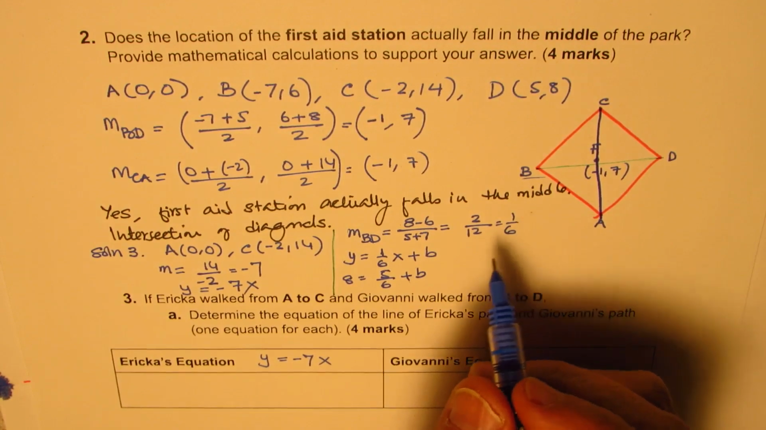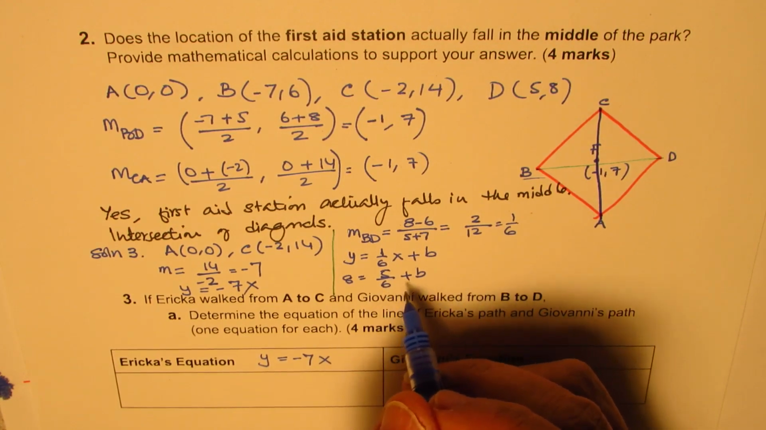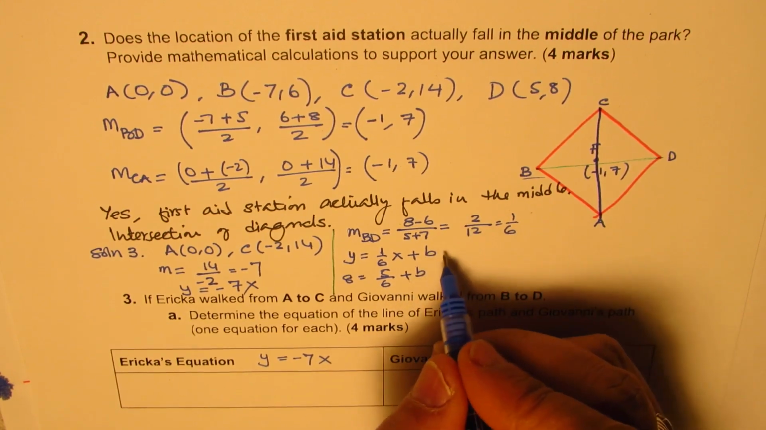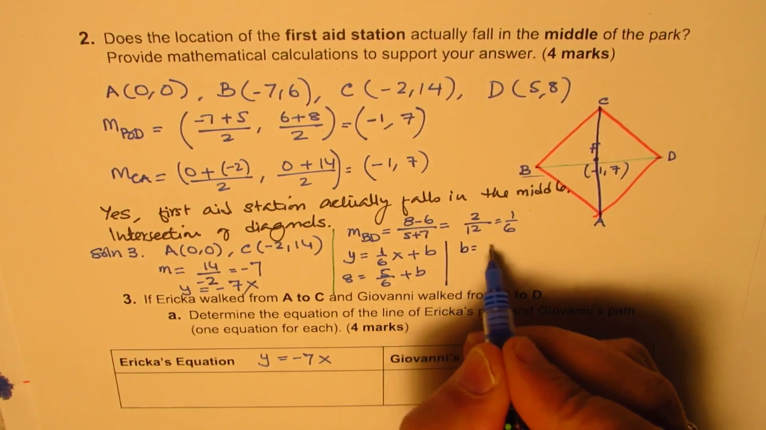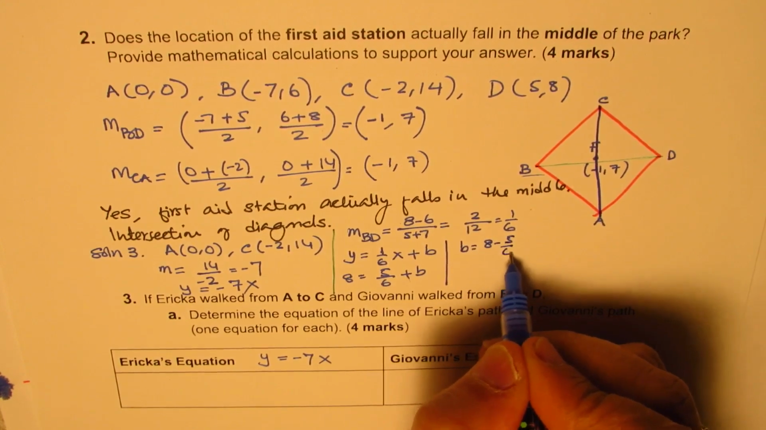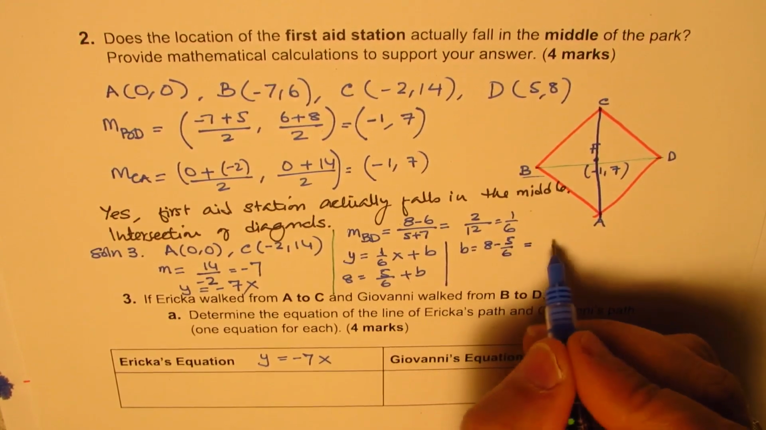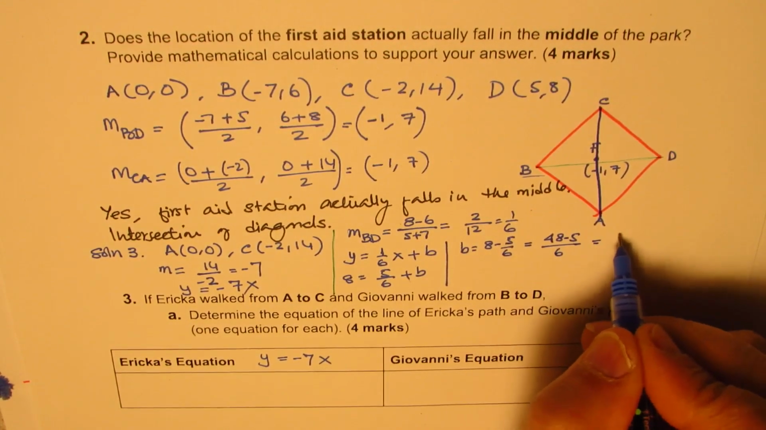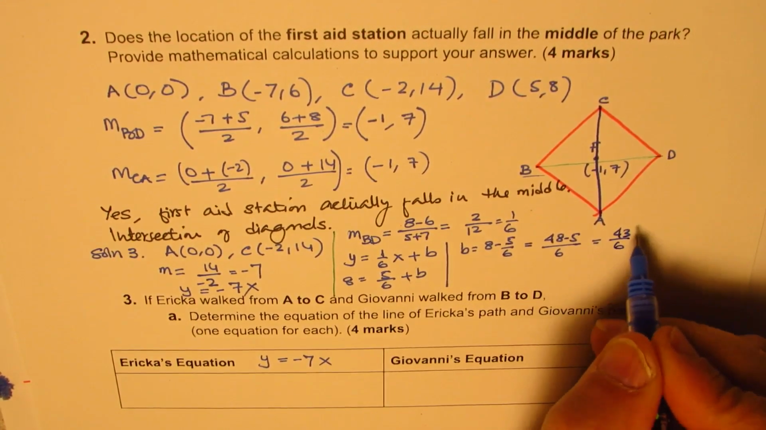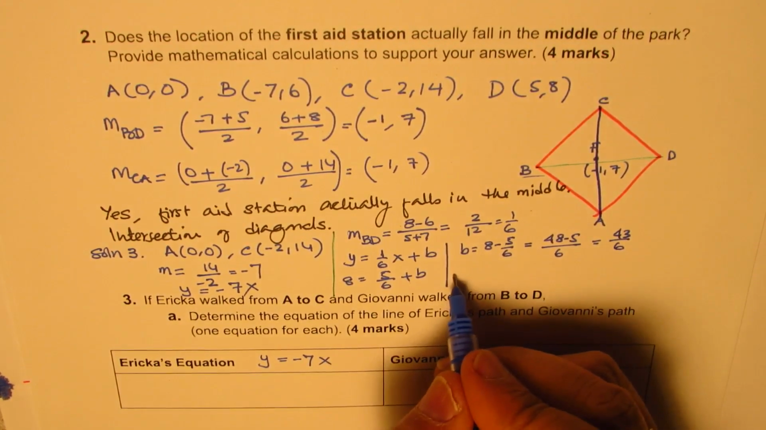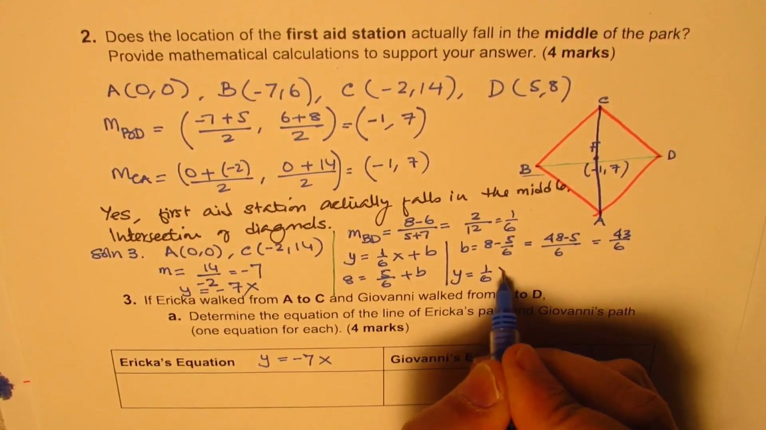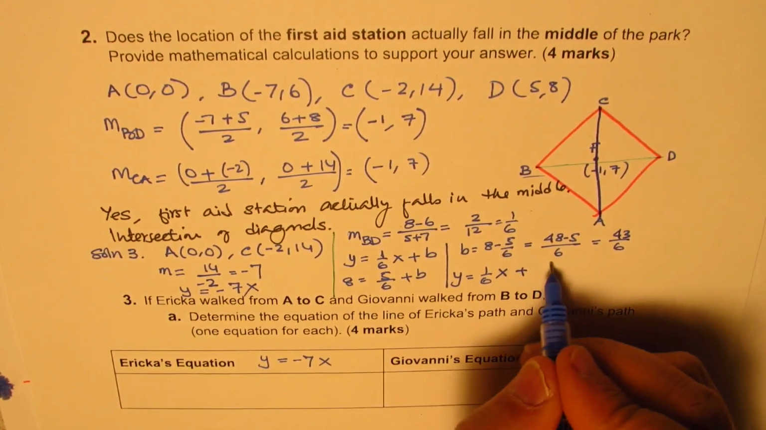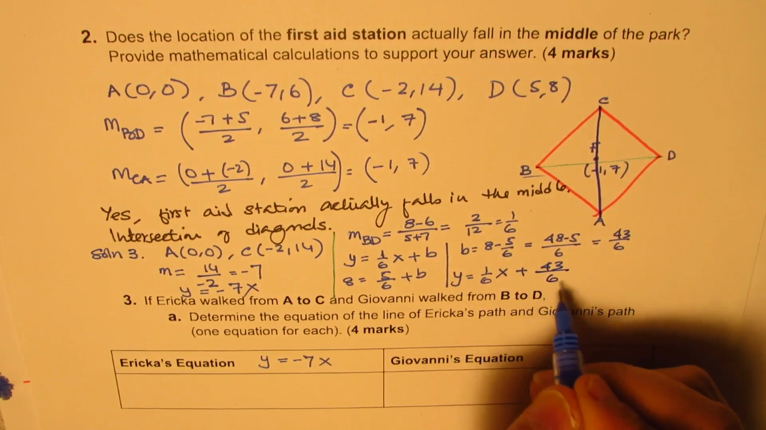Right. So we'll do this. So b, let's do it like this. b will be equal to 8 minus 5 over 6, which is 48 minus 5 over 6, or 43 over 6. So we have the equation y equals 1 over 6 x plus 43 over 6.